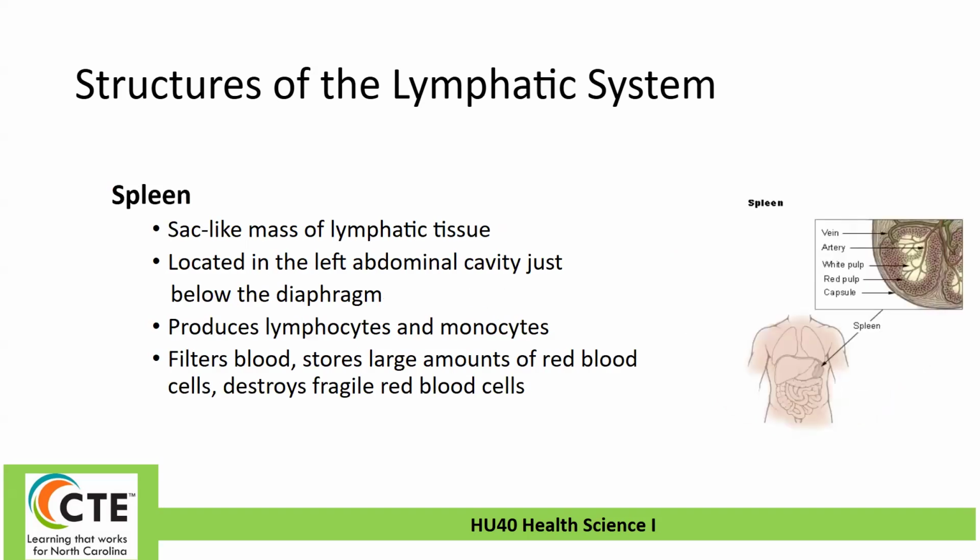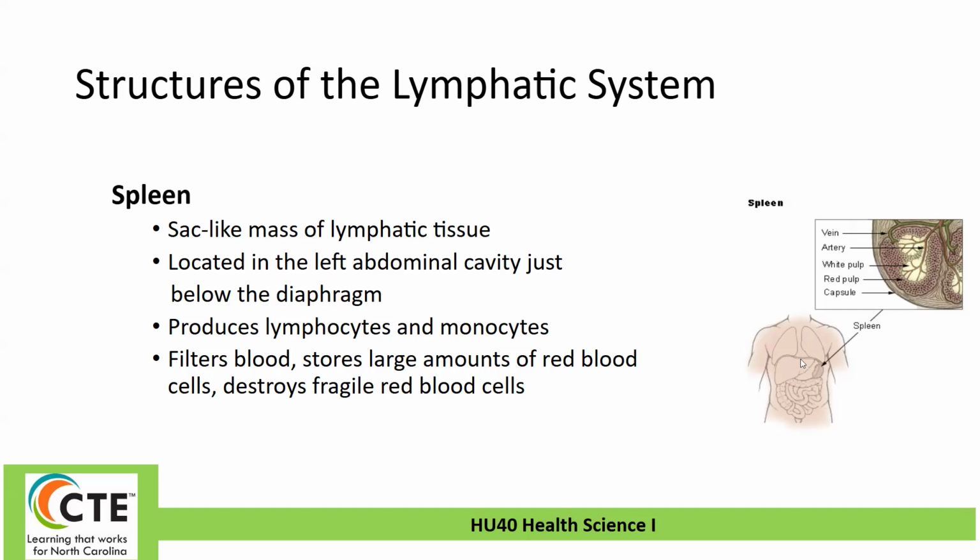So the next structure we have in our lymphatic system is going to be our spleen. This is a sac-like mass of lymphatic tissue. It is located in the left abdominal cavity, just below the diaphragm. Remember we talked about this briefly in Unit 1. We were talking about the quadrants and all of that. We heard of the spleen, but we didn't really talk about what it was.